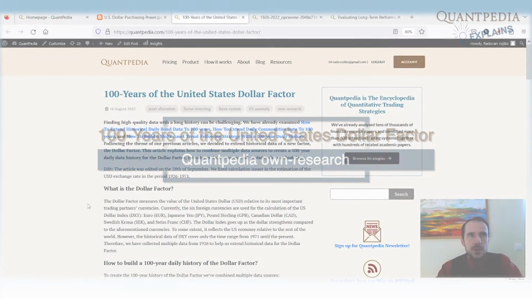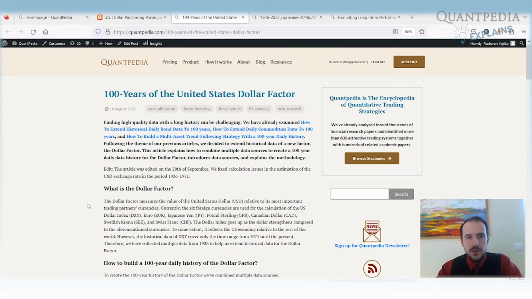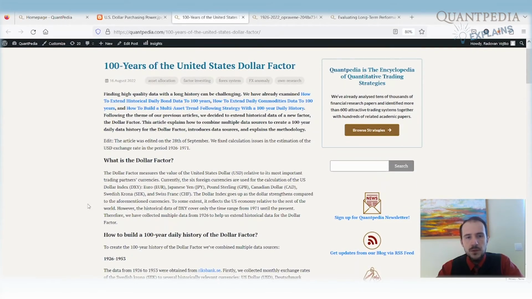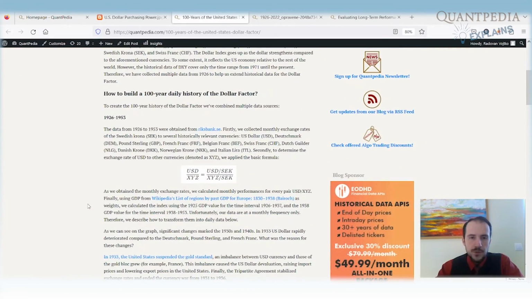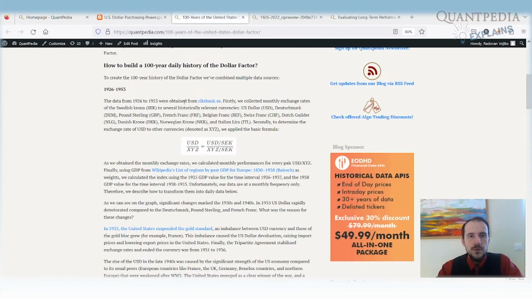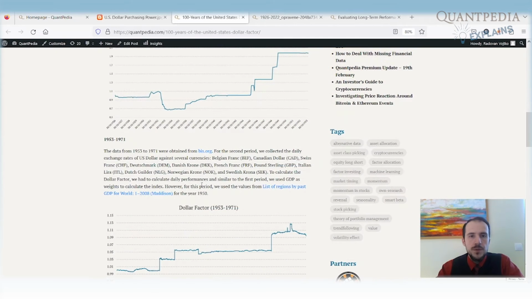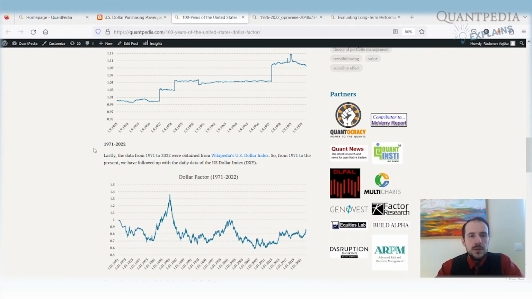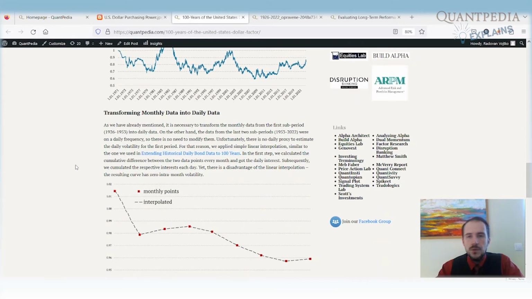We were interested to see what the exchange rate of the US dollar against the other currencies was over the last 100 years. We used multiple different sources from books, from public databases, etc., and we put them together. So the dollar factor from 1926 until 1953 is from a book that was obtained from the Swedish Central Bank. Then there was a data set from 1953 until 1971 from BIS.org, which is the Bank for International Settlements. And from 1971 until 2022, it's the Quantpedia US dollar index. So we got all of those three data sets.